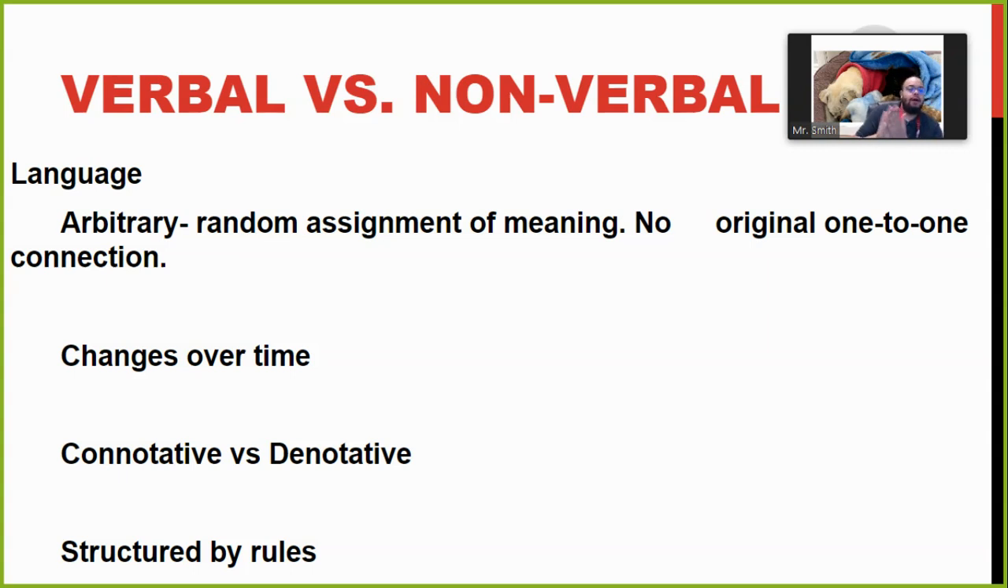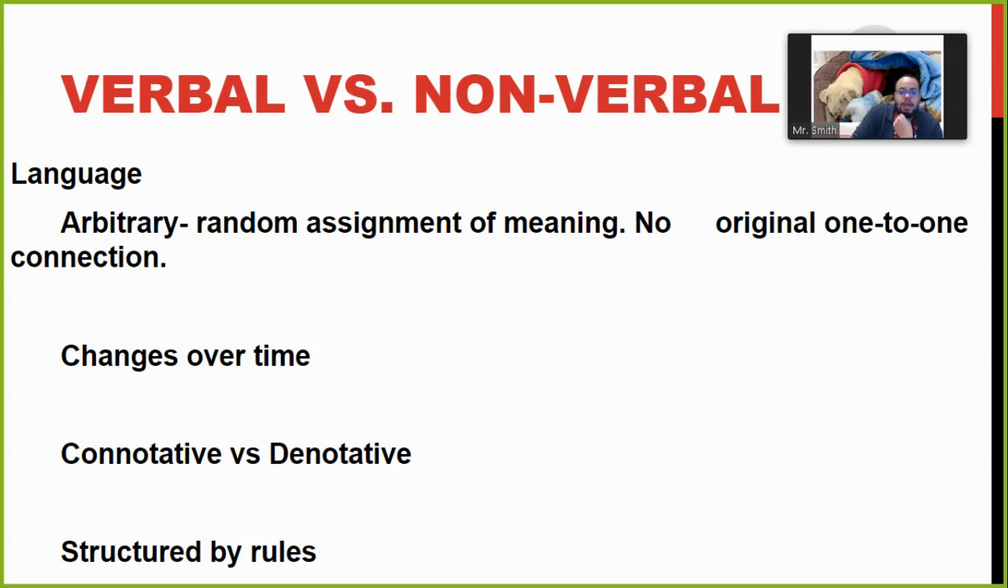So verbal communication is any communication using words. It can be oral or written, so it can be spoken or written down. Nonverbal is any communication without words. That would be like smiling, waving, nodding. Vocal is any communication with sound, and nonvocal is anything without sound.